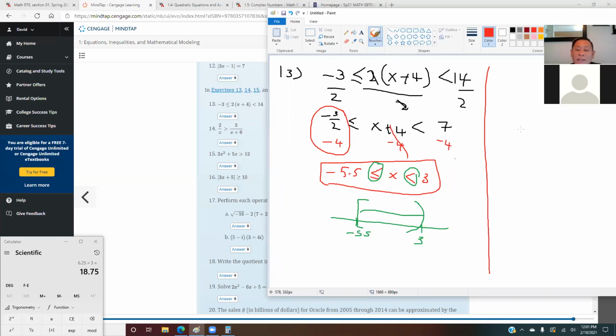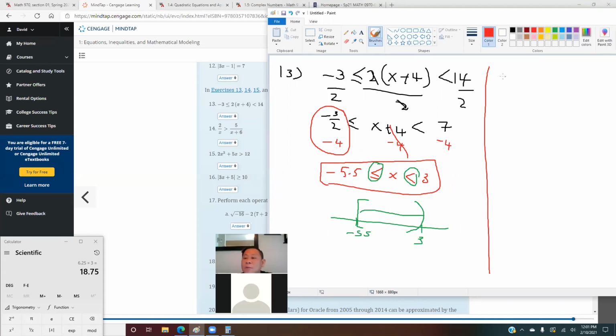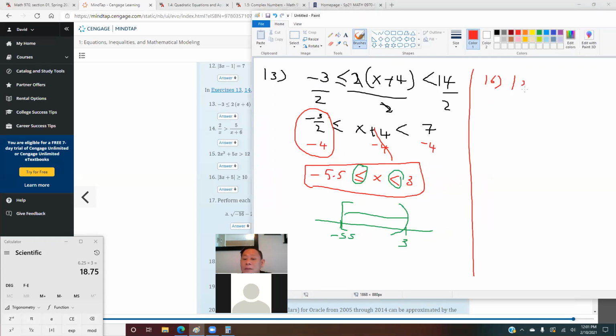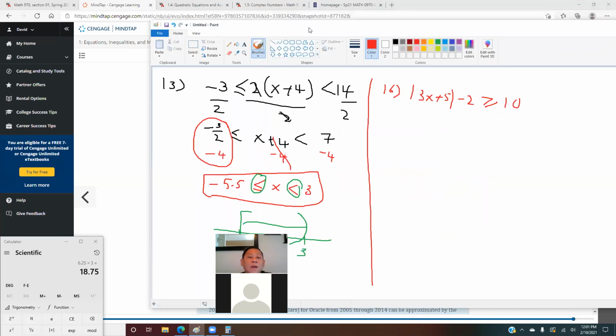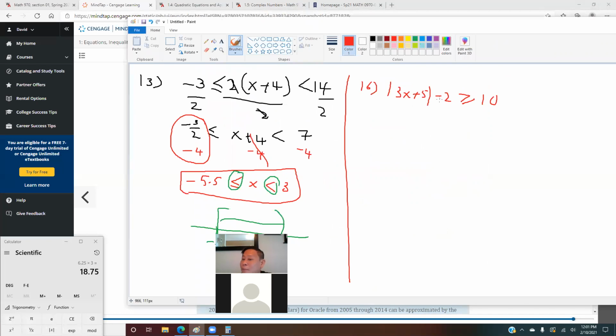Do you know how to do number 16? I'm going to change 16 a little bit to become absolute value of 3x plus 5, minus 2, greater than or equal to 10. So I put a -2 in there. The rest is the same. Do you know what to do if I have a -2 in here? What do you need to get rid of first? The -2, so +2. Yep. If you have -2, you add +2. That will give me 12.